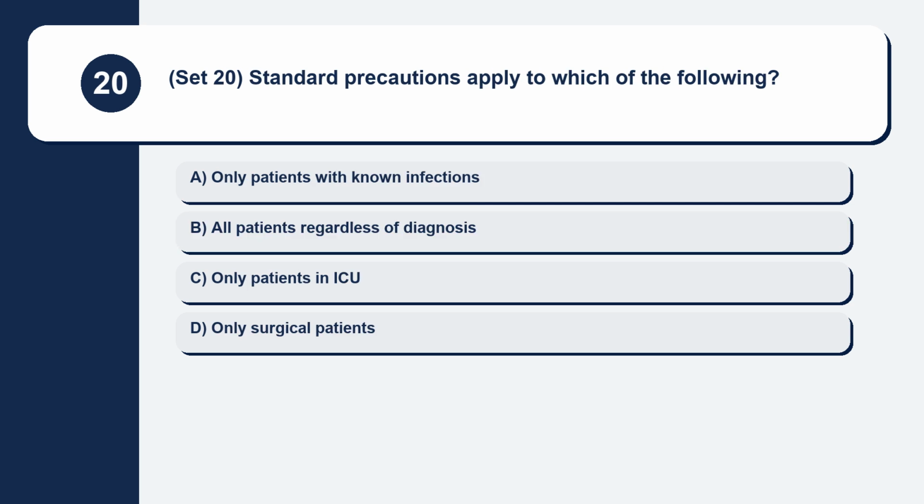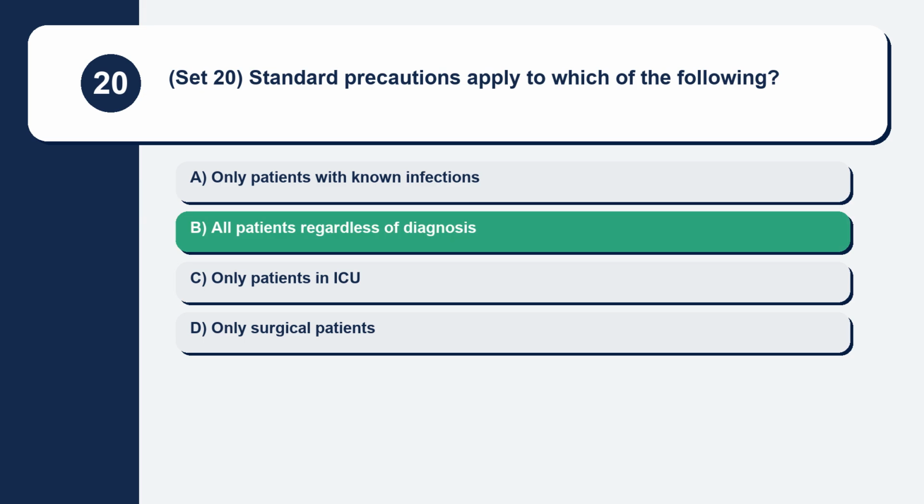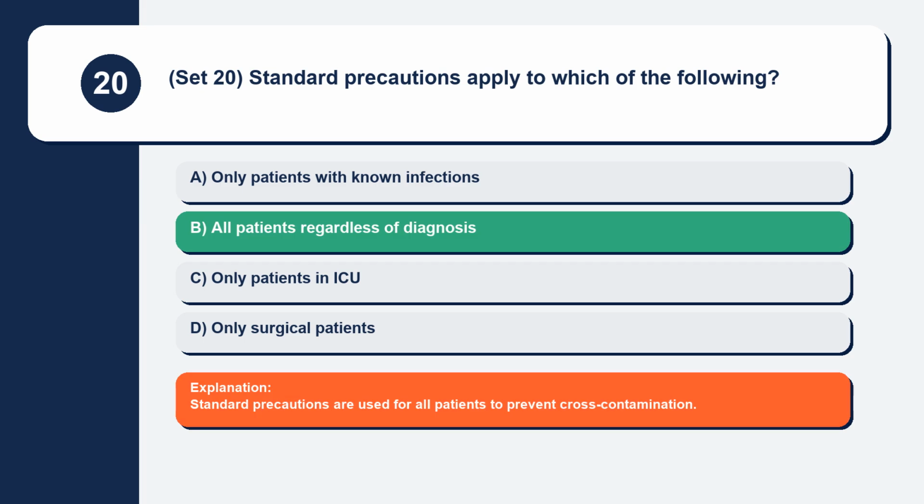Question 20. Set 20. Standard precautions apply to which of the following? Only patients with known infections, all patients regardless of diagnosis, only patients in ICU, only surgical patients. Standard precautions are used for all patients to prevent cross-contamination.